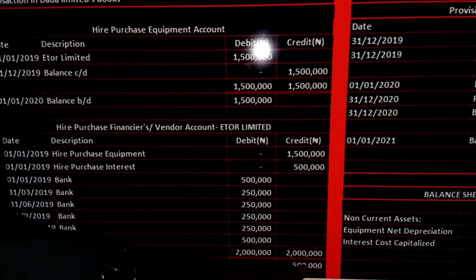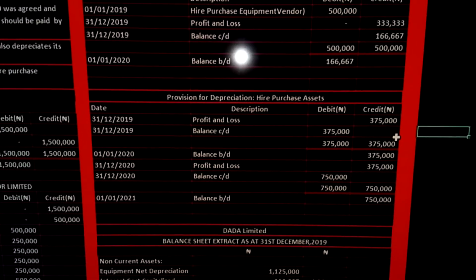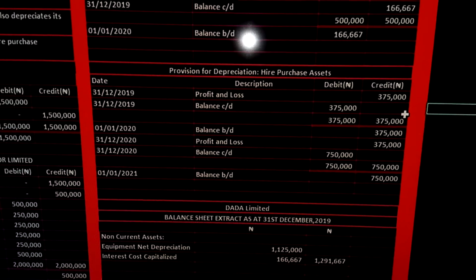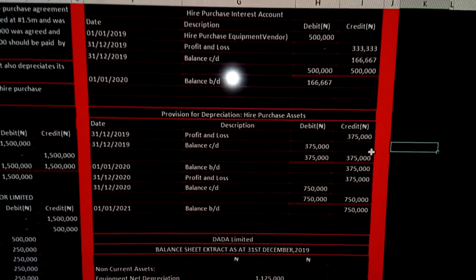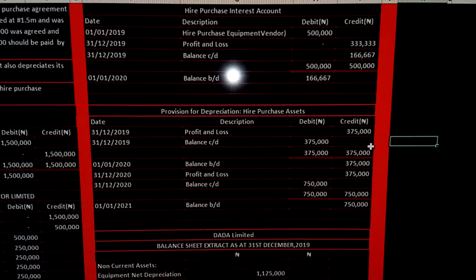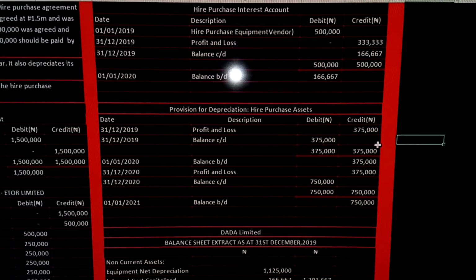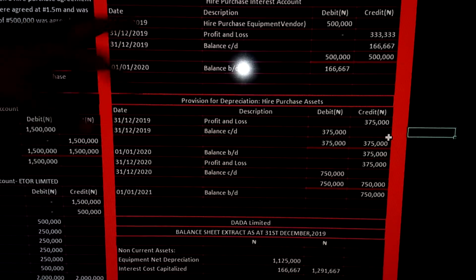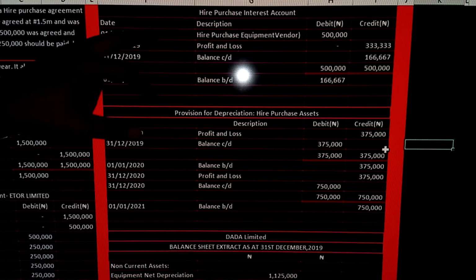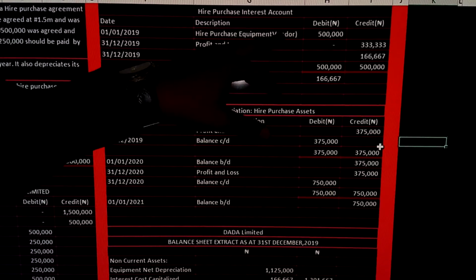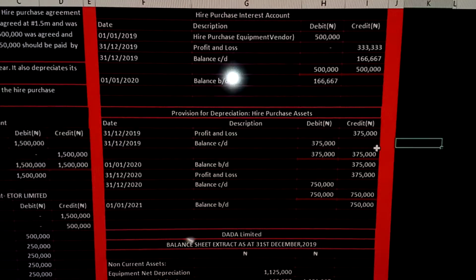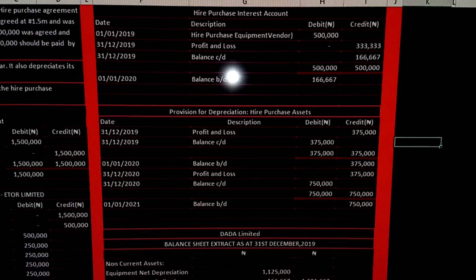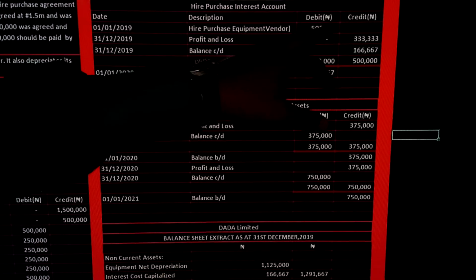which you're going to carry to the following year. So here we have the hire purchase interest account. The hire purchase interest account here is showing the additional amount paid on the transaction, which is the hire purchase item. So basically, we have the hire purchase interest. 1st January 2019, this is the hire purchase vendor interest that we paid. We credited the vendor with 500,000, so we're going to debit the hire purchase interest, 500,000.